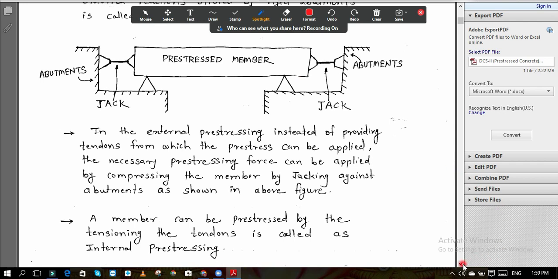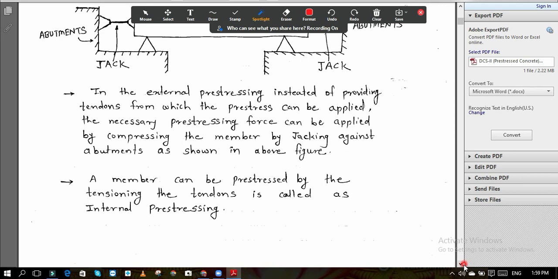Next point: a member can be pre-stressed by tensioning the tendons, and that is called internal pre-stressing. Now this is the external pre-stressing, this is the type which is external pre-stressing. What is internal pre-stressing? A member can be pre-stressed by tensioning the tendons, and it's called internal pre-stressing.